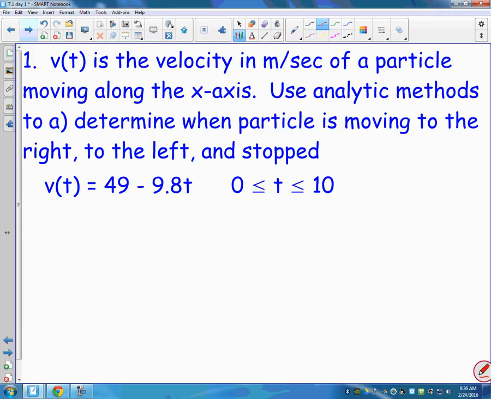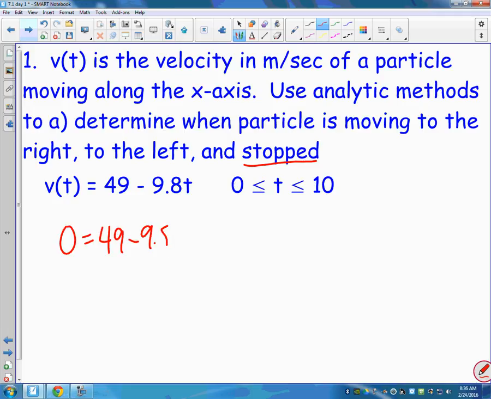Okay. Velocity is given in meters per second of a particle moving along the x-axis. Use analytic method, that means not the graphing calculator, to determine when the particle is moving to the right, to the left, and stops. What function are they giving me here? Oh, it's the velocity function. So if I want to find where it stopped, what should I do? Right, where it stopped is where the velocity equals 0. So I can just set this equal to 0.